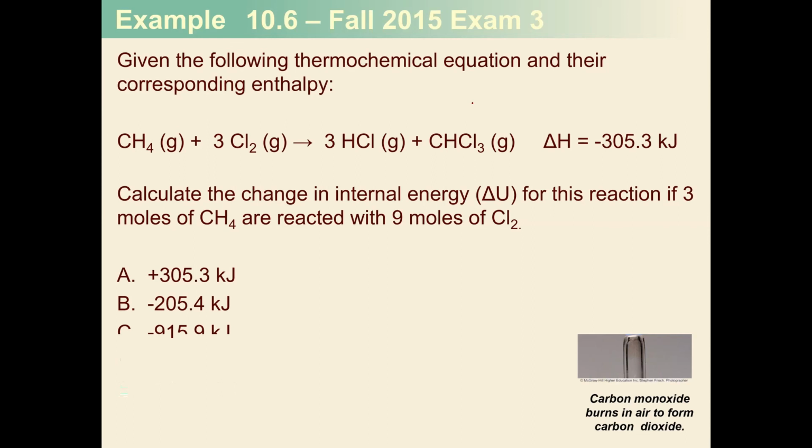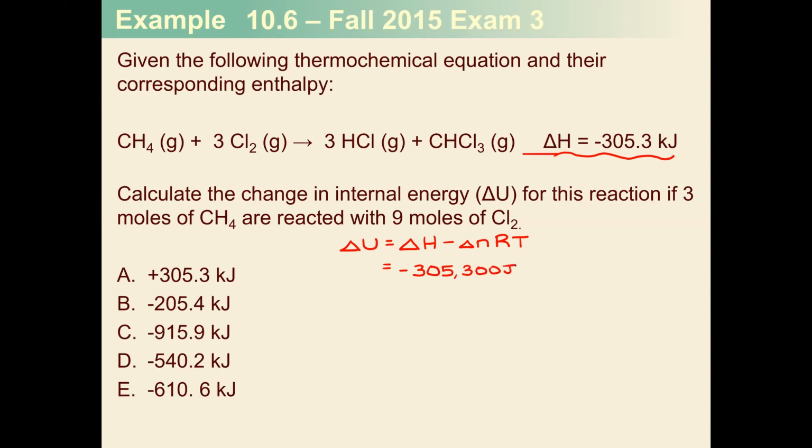So what we need to do here is look at our delta U equals our delta H minus my delta N RT. So the first thing that I want to do is go in and plug in my delta H. You will see that value right there, and that is going to be negative 305,300 joules of energy.